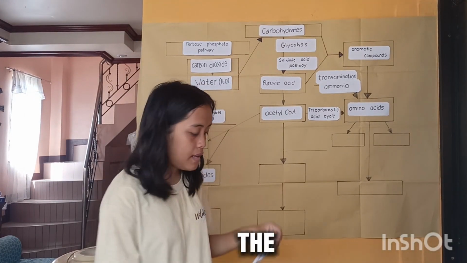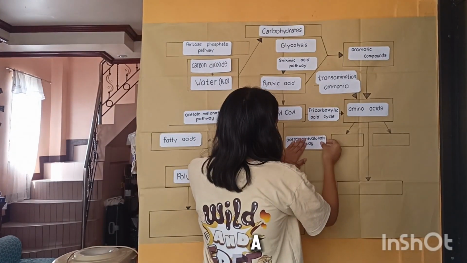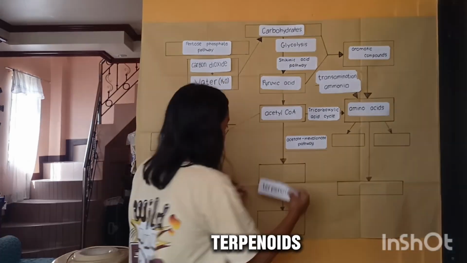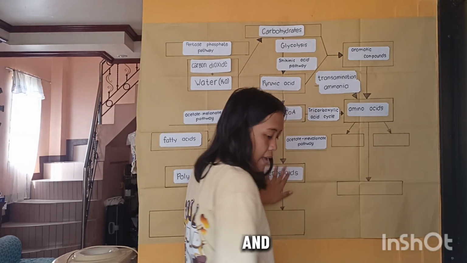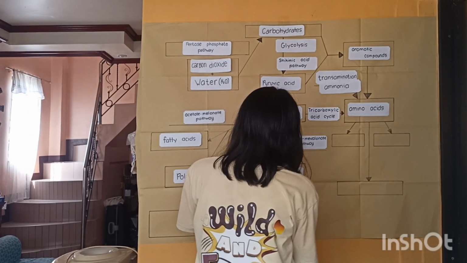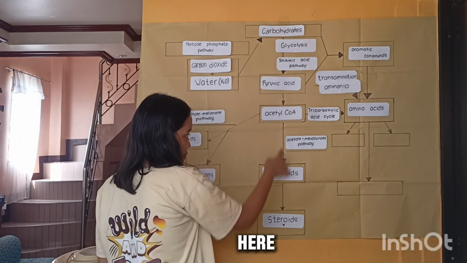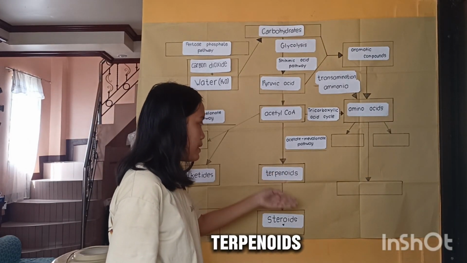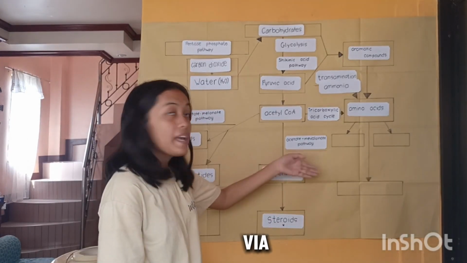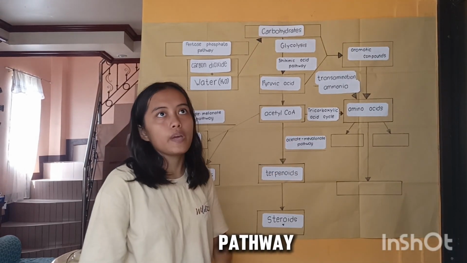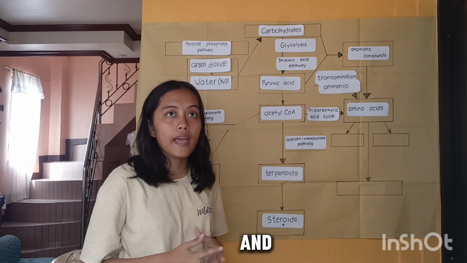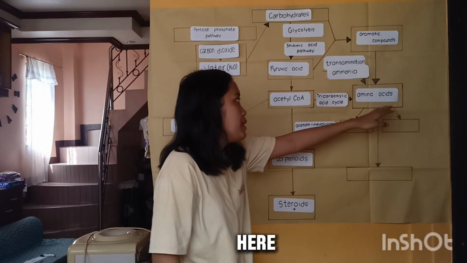Another thing is that acetyl-CoA enters the acetate mevalonate pathway, a pathway that produces terpenoids and steroids. This arrow signifies the synthesis of terpenoids and steroids via the acetate mevalonate pathway, which is crucial for producing essential plant hormones and structural molecules.